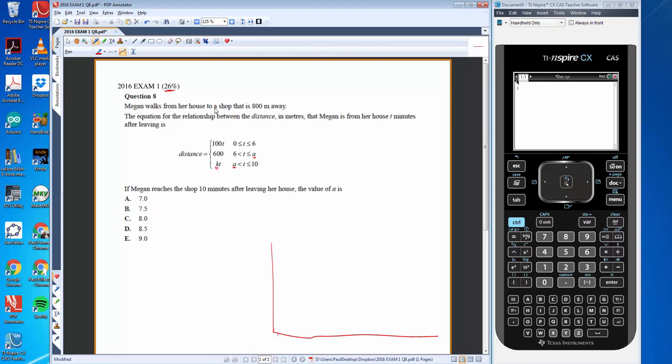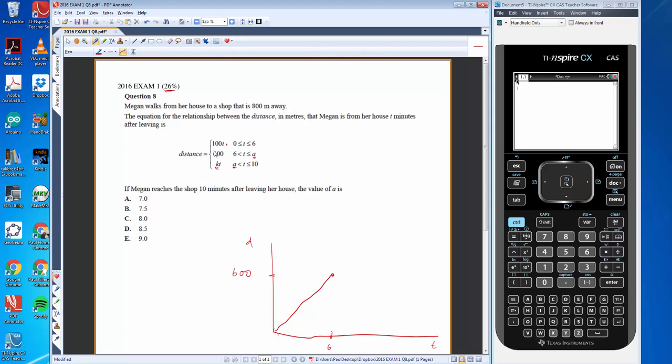So she's walking to her shop 800 metres away. So we know at the 6th minute, okay, up to and including the 6th minute, this function is the relevant function. Now note that there's no y-intercept on this. So this is just distance is 100t up to the 6th minute. So if I sub in 6 for time, the distance will be 6 times 100, which is 600. Okay, so there's the coordinate point there, going from the origin up to here.